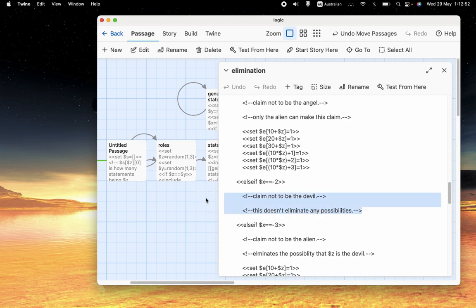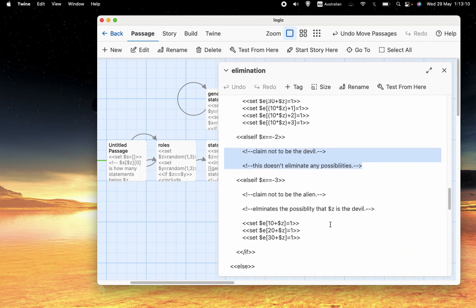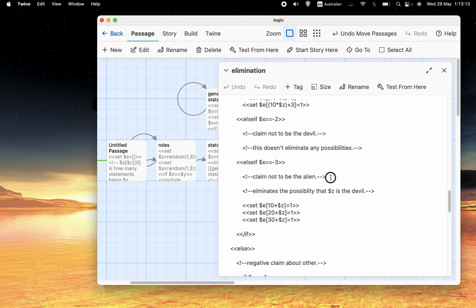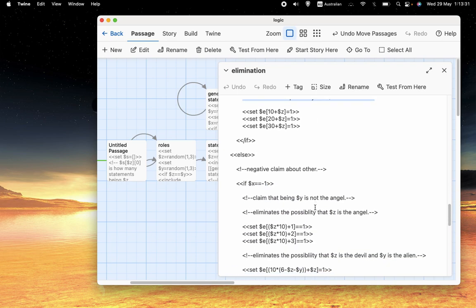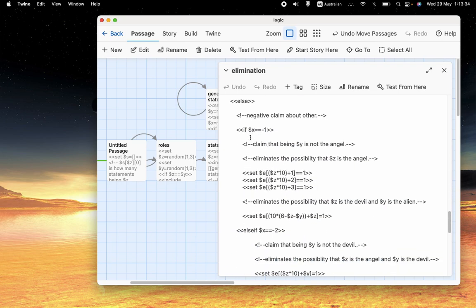And similarly, or sort of opposite to that, a claim not to be the devil doesn't eliminate anything, because the devil will claim not to be the devil because that's a lie. The angel will claim not to be the devil because it's the truth, and the alien will claim not to be the devil because the alien can make any claim. And so on and so on. So if someone claims not to be the alien, well, either the angel or the devil will make that claim. The alien will never make that claim because it's true. And so we eliminate all the possibilities where being Z is the alien, and so on.